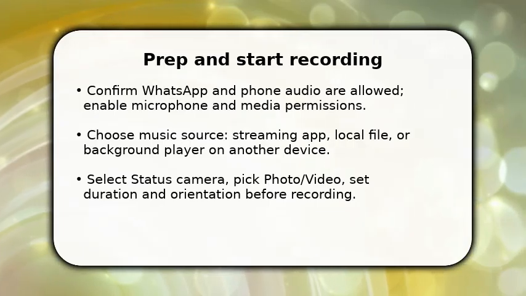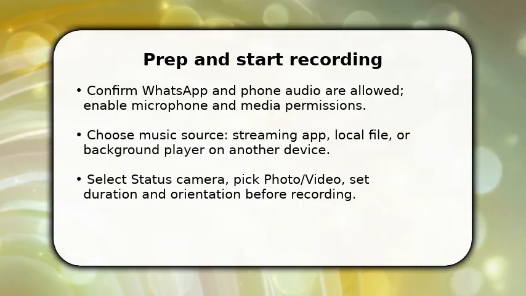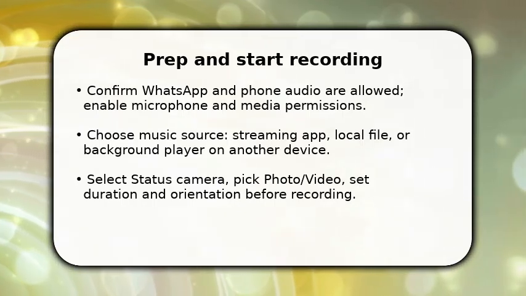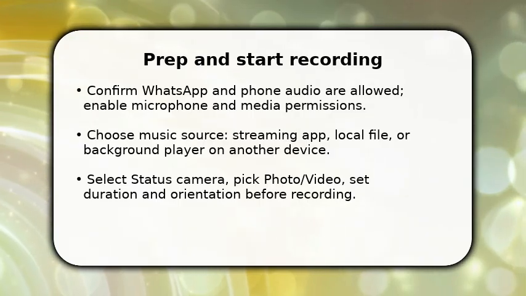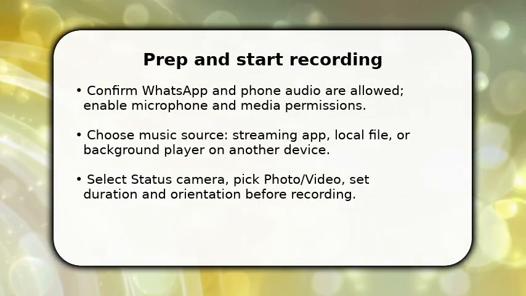You begin by preparing the audio source and WhatsApp permissions. Allow microphone and media access so the app can capture sound. Once done, pick whether you'll play music from a streaming app, a local file, or a second device. Each affects clarity. Make sure your phone volume and status camera orientation are set.